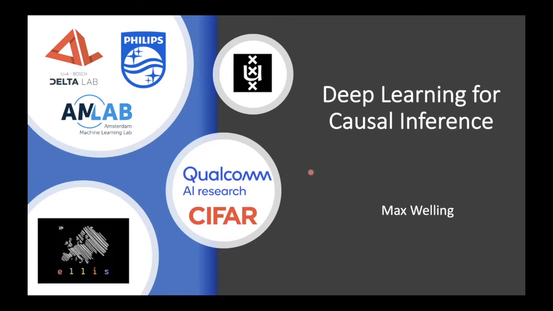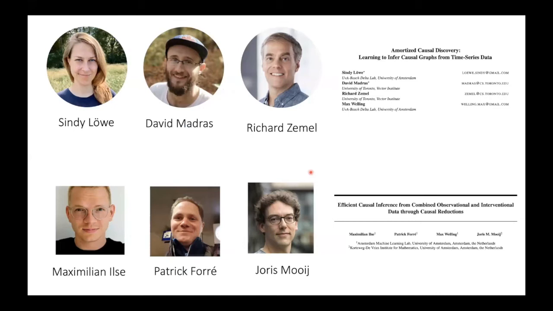Yes, so I cannot really claim I'm an expert in causal inference, and certainly not in causal inference in computer vision. But I do want to talk about two papers that we wrote in this field of causal inference, and I hope you enjoy. So this is work with these amazing co-authors. The students for the first paper I'll discuss, which is amortized causal inference, are Cindy Leeuwen and David Madras, both shared first author. And then the student for the second paper is Maximilian Ilse, and that paper is about causal reductions.